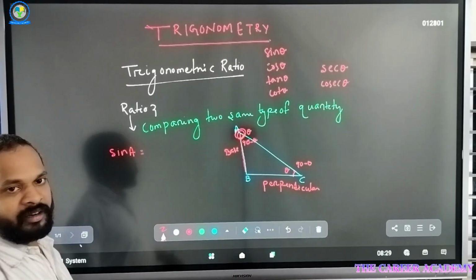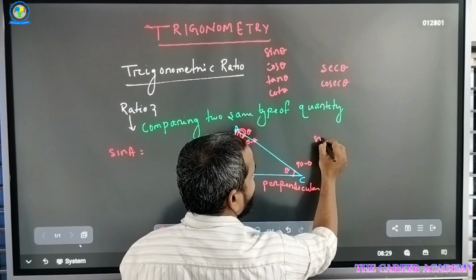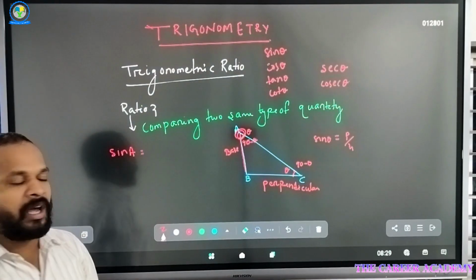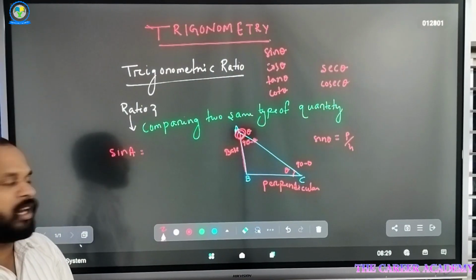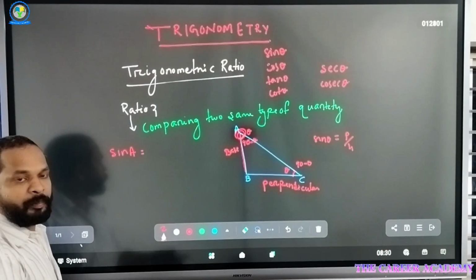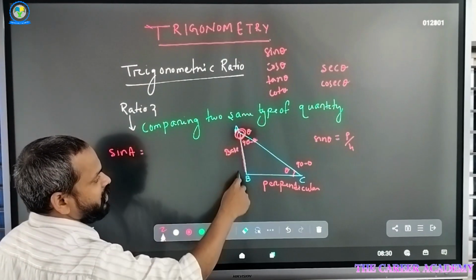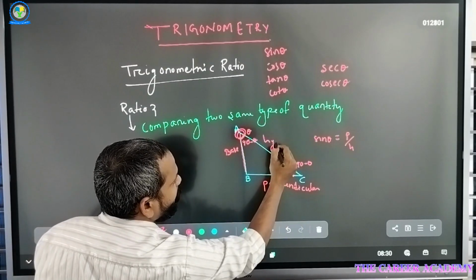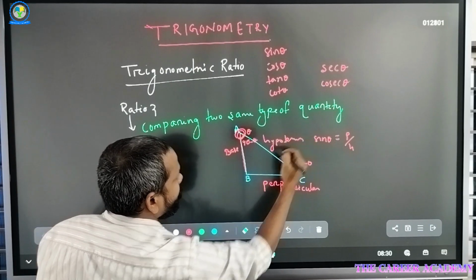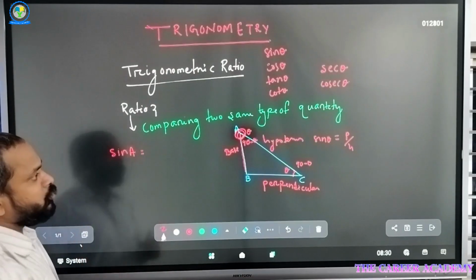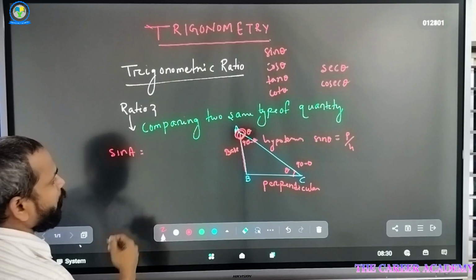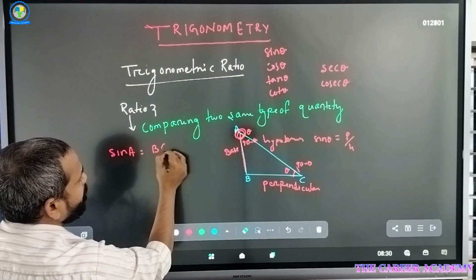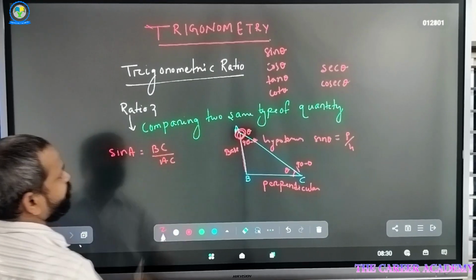So sin theta is what? We know sin theta is P upon H. P means perpendicular upon hypotenuse. Clear? That means sin A is perpendicular upon hypotenuse. When AB is base, BC is perpendicular, AC is my hypotenuse. So sin A is BC upon AC.